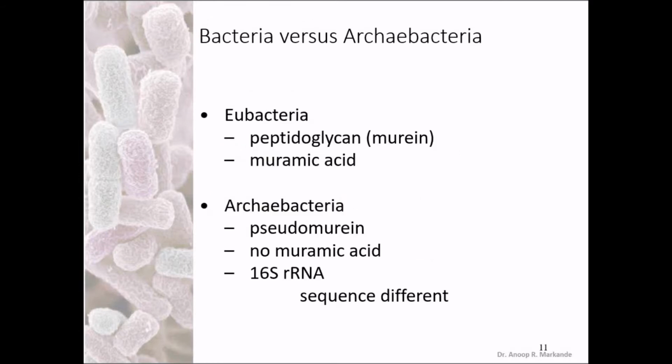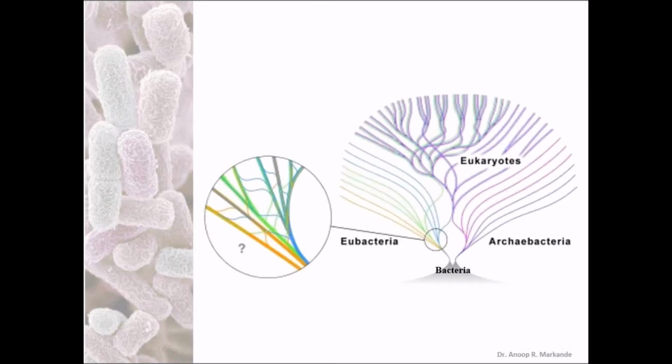As we discussed last time, these live in extreme conditions. When we consider bacteria versus Archaebacteria, bacteria have peptidoglycan or murein. Archaebacteria, which were discovered later in evolutionary cellular studies, have pseudomurein. They are not exactly like the murein present in bacteria. In bacteria, muramic acid is present in the cell wall. In Archaebacteria, no muramic acid is present. With respect to bacteria and archaea, the 16S rRNA sequence is extremely different. So this is one of the differences between the two.